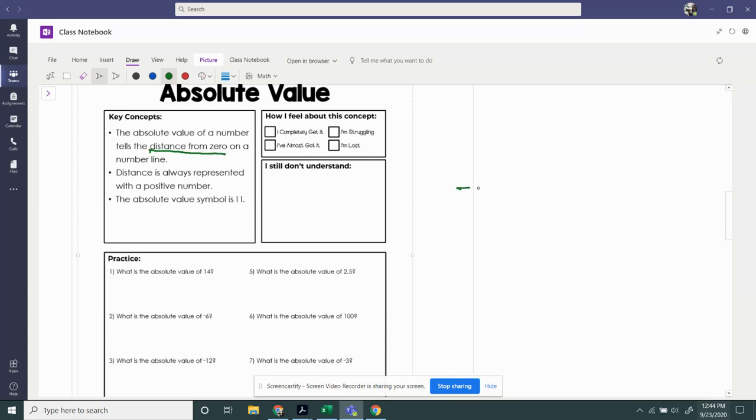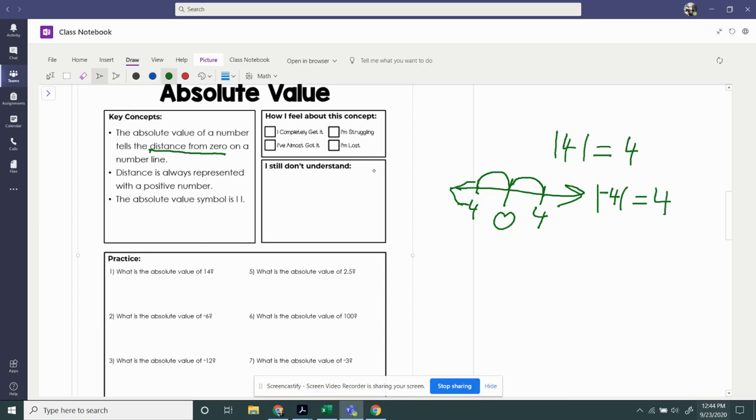So if we have a number line and we have 0, let's say we have the number 4. The absolute value of this 4 will be the distance from here to here. However, suppose we have a negative 4. The absolute value, the distance from negative 4 to 0 is also 4. So even though the absolute value of 4 equals 4, we can also say that the absolute value of negative 4 also equals 4.